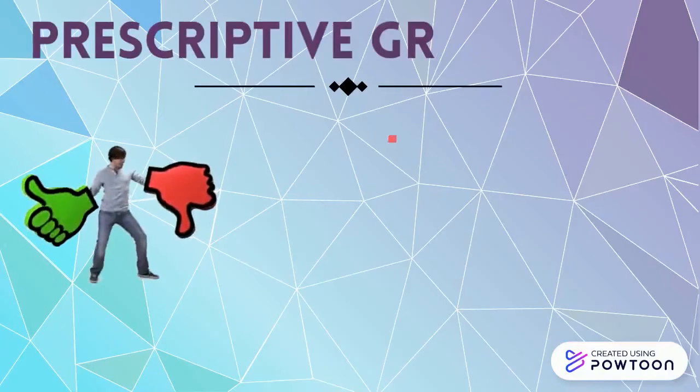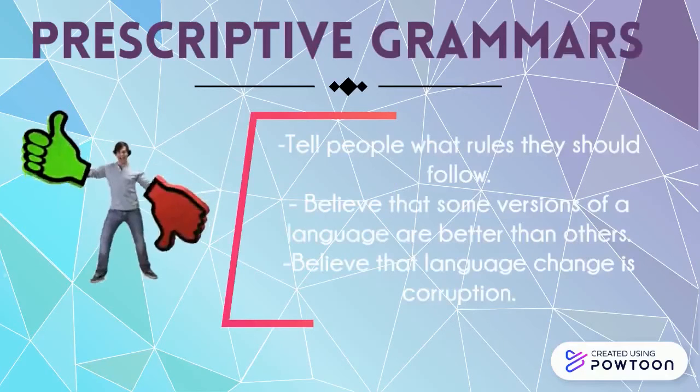Second, the type of grammarians we're speaking of in this part are the ones whose main objective is not to describe the rules people know, but to tell them what rules they should follow. They don't share the same view with the rest of grammarians, which is that all grammars are equal. In other words, they believe that some versions of a language are better than others and that there exist certain correct forms that educated people should follow in speaking and writing. This type of grammar strongly believes that language change is corruption.